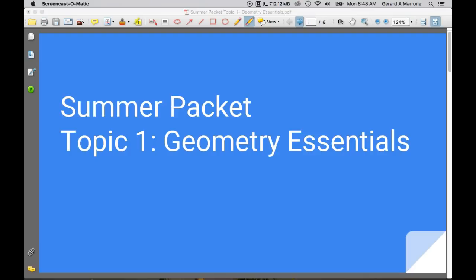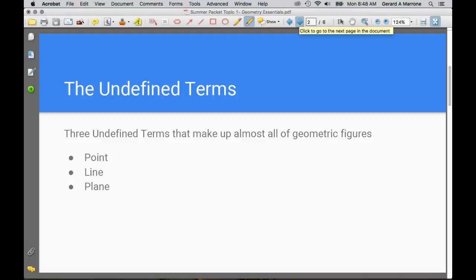So the first thing we're going to look at are geometry essentials. And when we look at that, there's really 3 things, what are known as the undefined terms, that we're going to really focus in on. They are what make up all of the geometric figures we're going to look at all school year. They are the point, the line, and the plane. And we call them undefined because they make up so many different characteristics of geometry that there isn't one clear-cut definition for each one. So we're going to look at each and give you the characteristics of each, and that will set you up for being able to do that first topic.